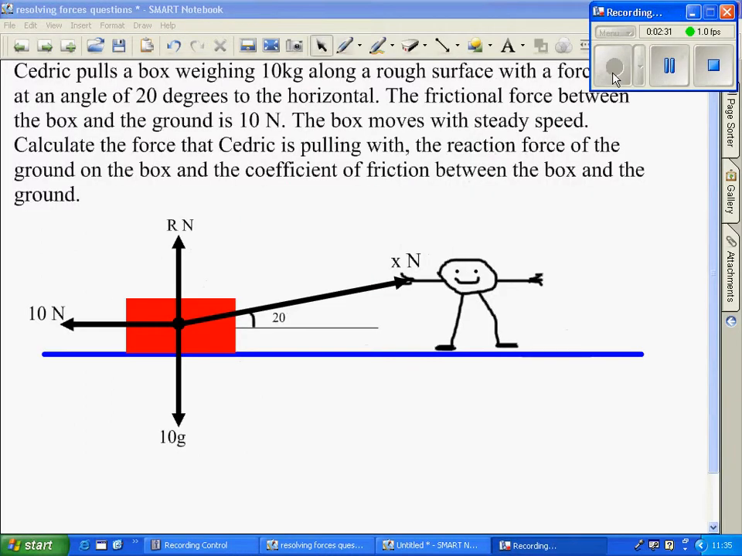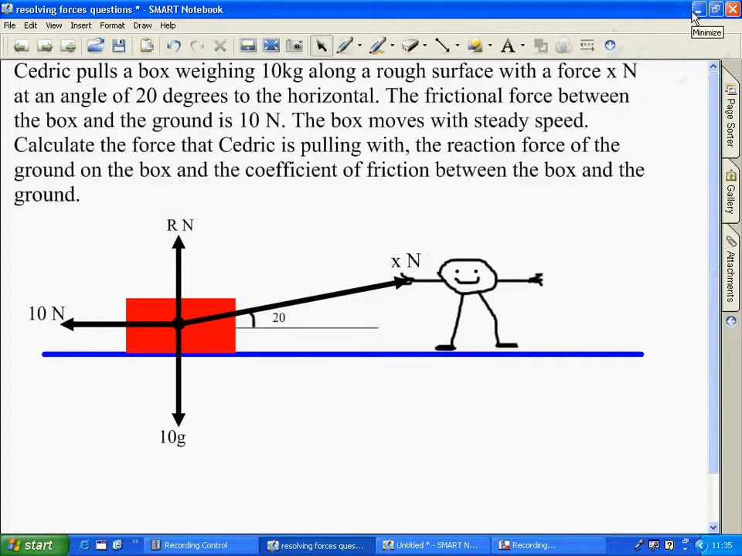So next example, looking at Cedric pulling this box. Okay, let's look at some keywords. Rough. Okay, this surface is rough, so there's a frictional force. Now it moves with steady speed. That means the sum of all the forces is zero. Okay, its speed is not accelerating, it's not decelerating, so its forces in any given direction equate to zero.